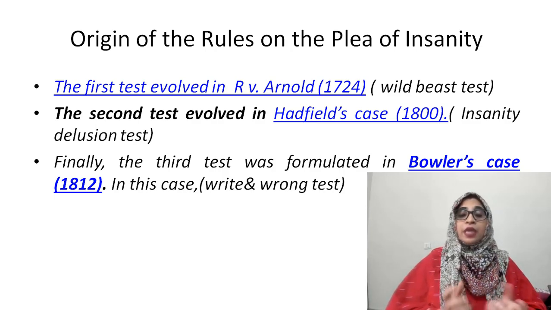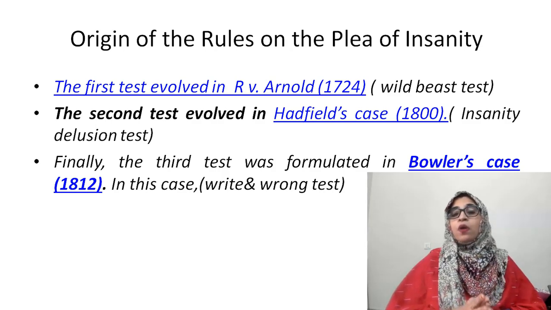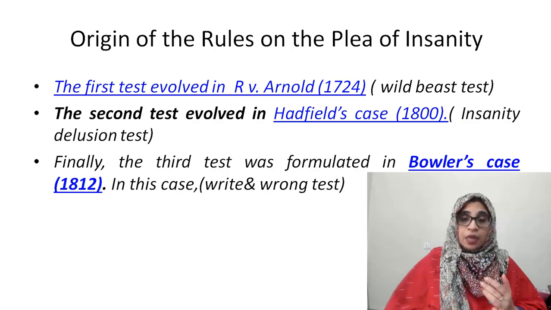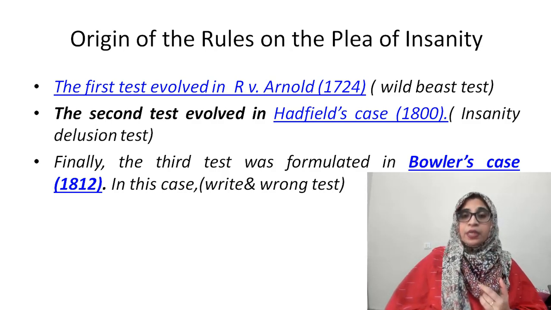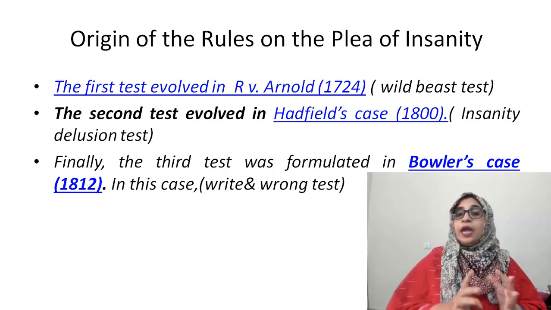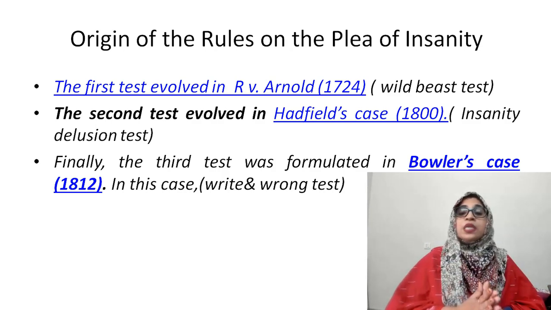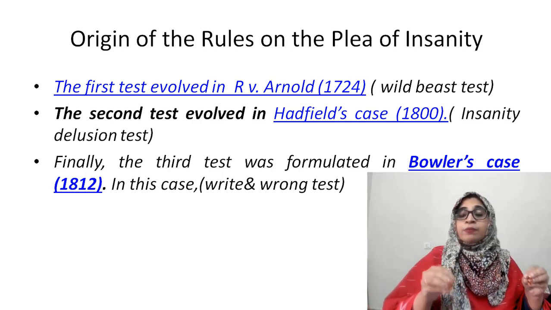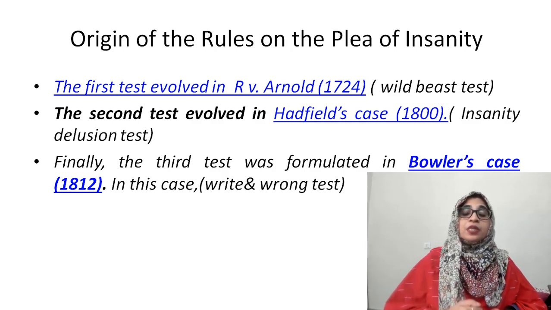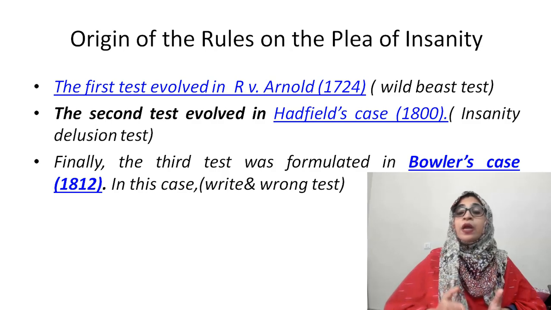The wild beast test came from the first test evolved in the R versus Arnold case, which happened in the year 1724. In this case, the wild beast test means a person who is suffering from mental illness commits an act against the law and doesn't know what he is doing. These things were mentioned in that particular case related to the wild beast test.